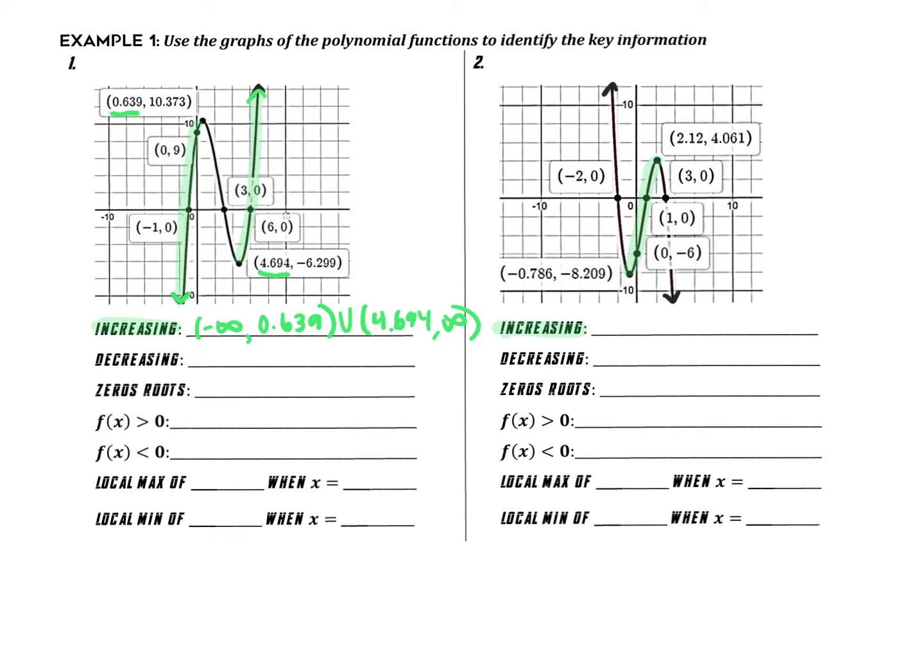Why don't you go ahead and pause the video and identify the increasing interval on number 2. Okay, hopefully you had time to do that. So we're looking at the x values here. There's only one interval of increasing here, negative 0.786 until 2.12. So we just write it as one interval.